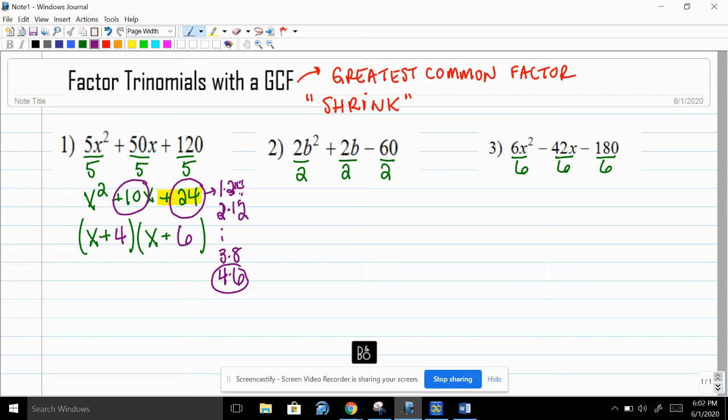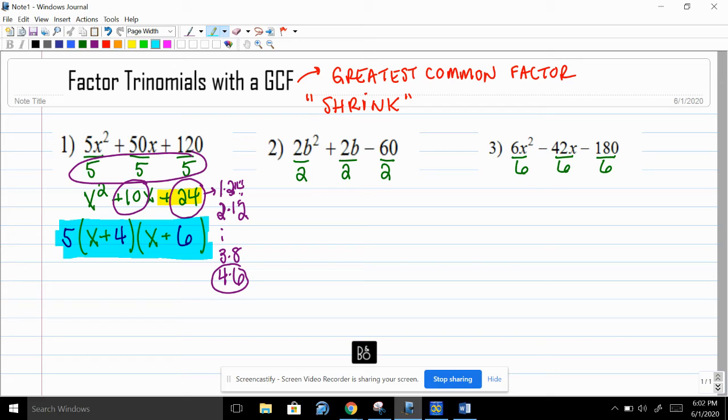The only other thing that you're going to do, guys, is whatever number you shrunk by, in this case it was a 5, you're going to put it in the front. So your final answer for number 1 is 5 times the quantity x plus 4, x plus 6.